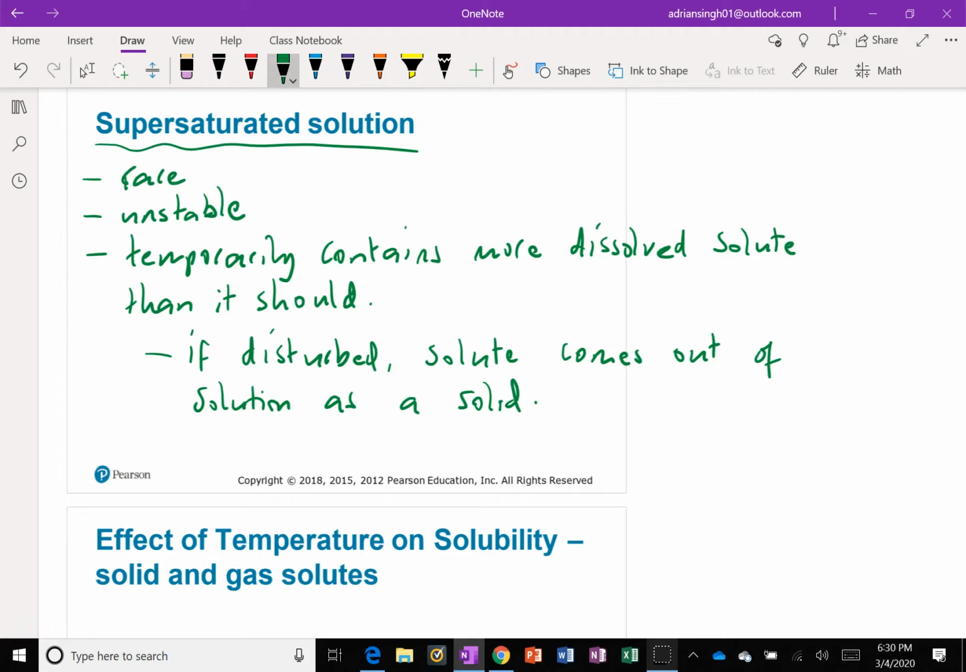So if you've ever watched the Superman movies, where he goes to his fortress of solitude up at the North Pole or whatever, and you have these huge crystals of ice, it's kind of like that you'll see in your solution, but in a very, very small case. And you can actually see them forming, growing like crystals in there. So supersaturated: unstable, temporarily holds more solute than it should, and then if you disturb it, it comes out of the solution as a solid, right?